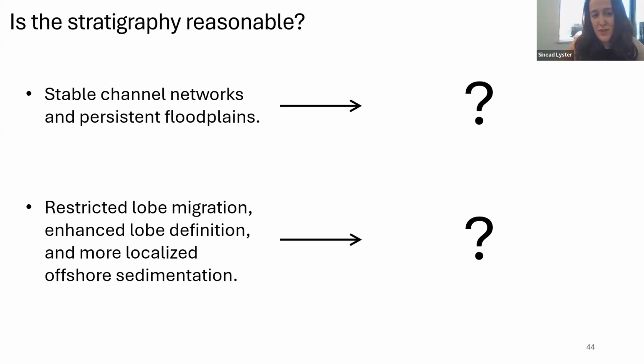So is this stratigraphy reasonable? This is one question that I wanted to stop and think about because this was effectively a pilot study in using vegetation to build experimental stratigraphy. So one of the first things we wanted to do is think, okay, is this reasonable? Do we expect to see this?